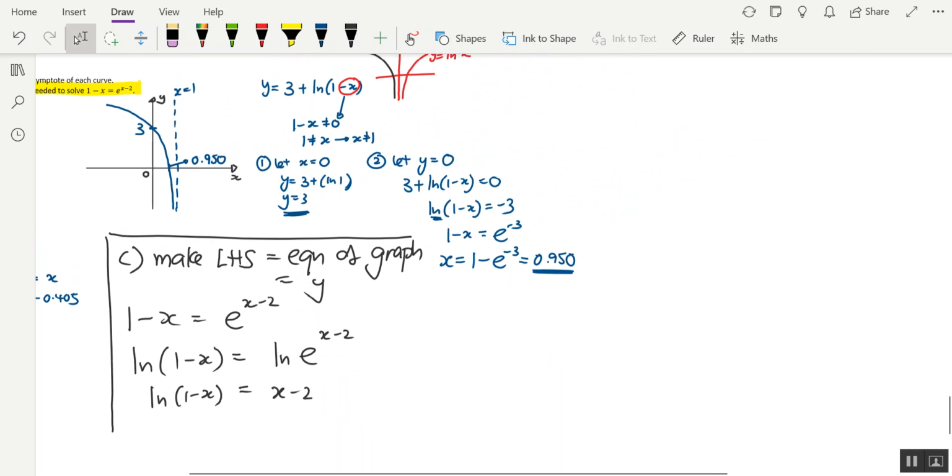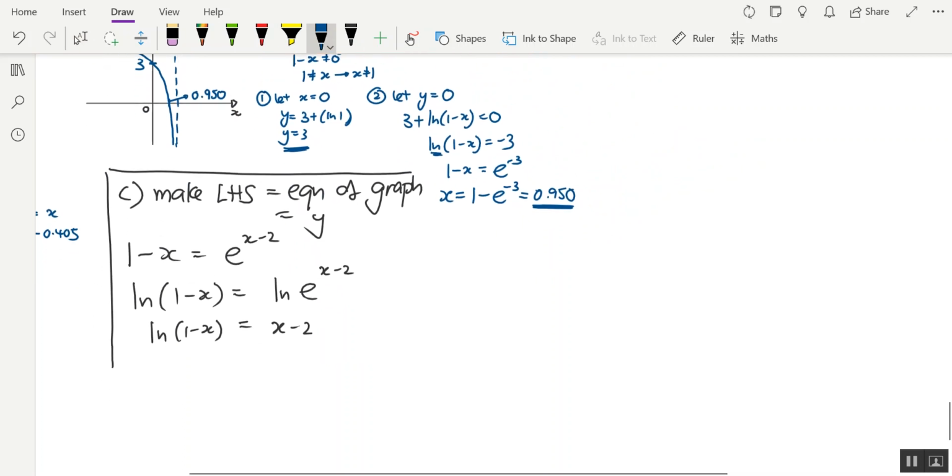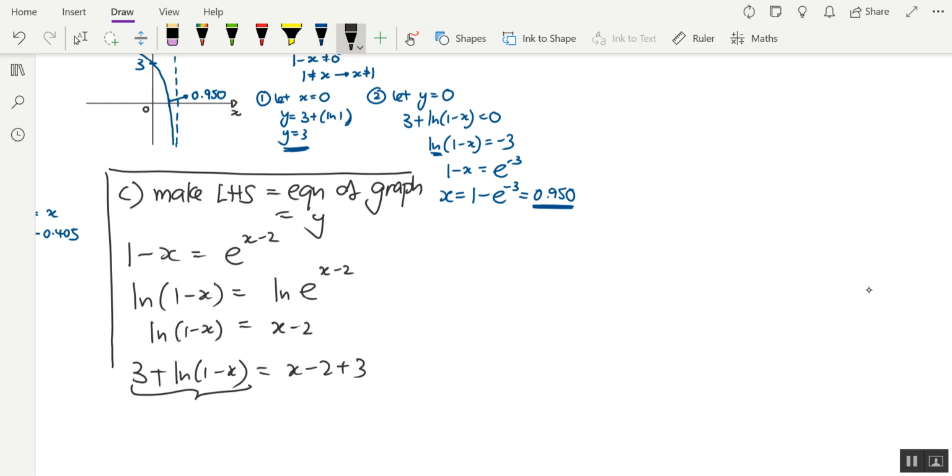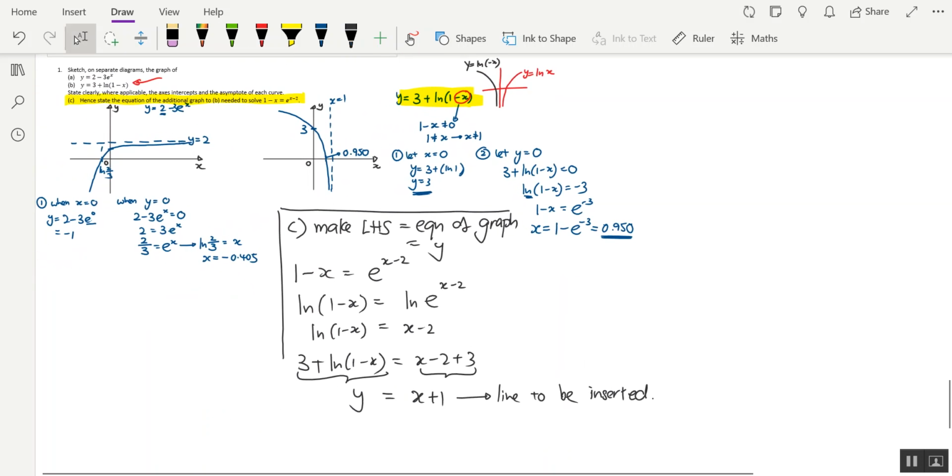But what did I have? Again, I look at this graph, my equation is over here, 3 plus ln (1 minus x). Hence, I need to add 3 on both sides: 3 plus ln (1 minus x) equals x minus 2 plus 3. This is the equation of a curve. Replace this by y equals, what is this equals to? x plus 1. So this is the line to be inserted. At Sec 3 you will get a lot of inserting suitable straight line kind of questions. So the important technique is always to make the left hand side equal to the equation of your graph, then you replace it by y.